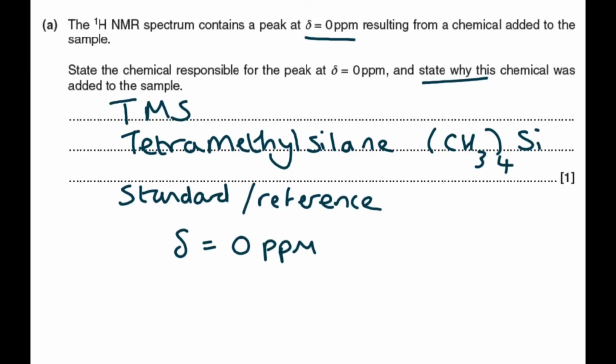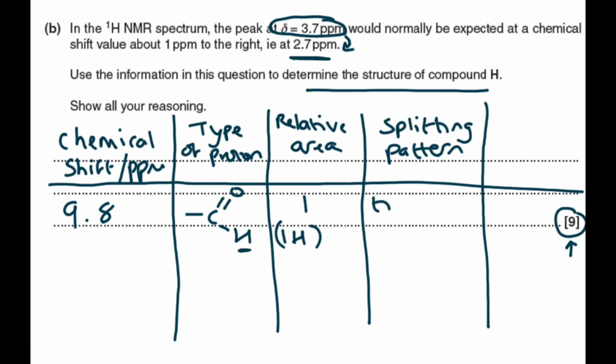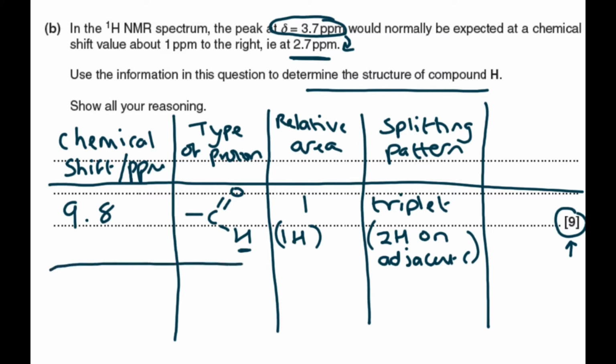Okay, so if we go back to the table, you would say it's split as a triplet. And what does that mean? It means that there are 2 hydrogens on the next or adjacent carbon. Now, if you do this for every peak, for every hydrogen environment, then you will get all of your working out marks. And it keeps your answer really organized.